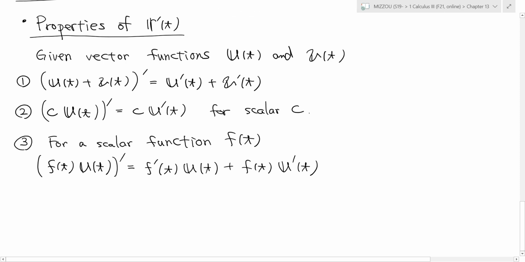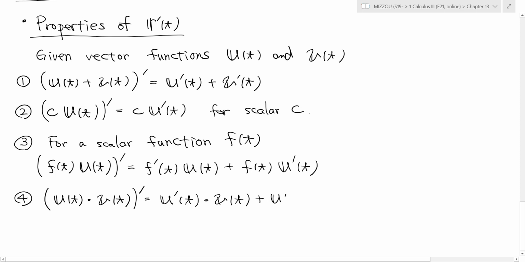Okay, and then now, number 4. This is interesting. u of t dot v of t. So u of t and v of t are two vectors in R3, or could be R2. And so you can take the dot product and take the derivative. And that's the same as u prime of t dot v of t plus u of t dot v prime of t. So for the derivatives of vector functions, the Leibniz rule basically applies to the dot product.